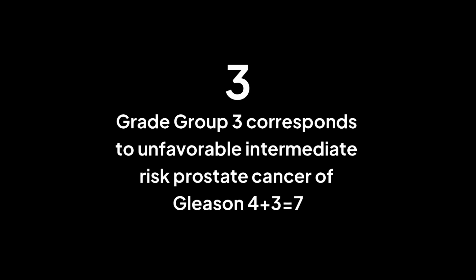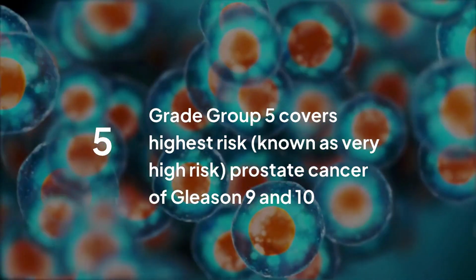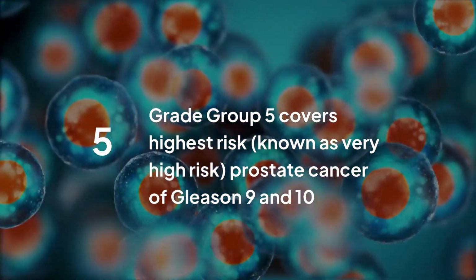Grade Group 3 corresponds to Gleason 4 plus 3 equal to 7, known as Unfavorable Intermediate Risk category. Grade Group 4 corresponds to Gleason 4 plus 4 equaling 8, known as the High Risk category. And Grade Group 5 corresponds to Gleason 9 and 10, known as the Very High Risk category.